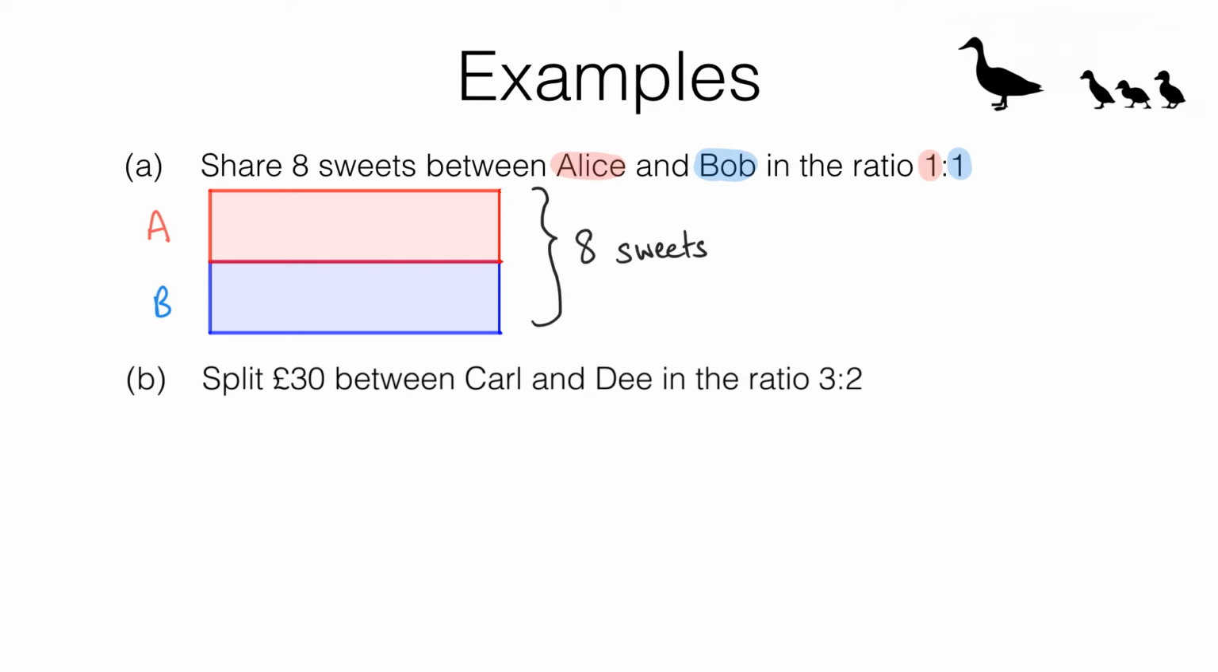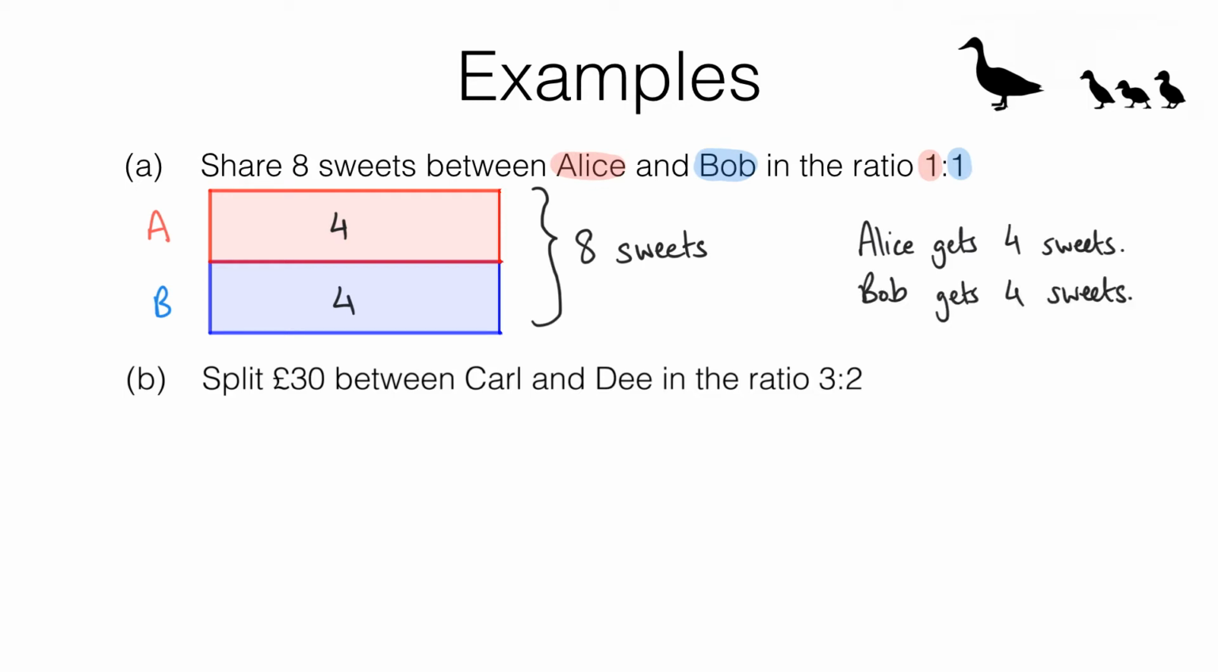And the idea of these boxes is that each of them must contain an equal amount. So we need 4 sweets in there and 4 sweets in there. And that's how we get our answer. Alice gets 4 sweets and Bob gets 4 sweets as well.